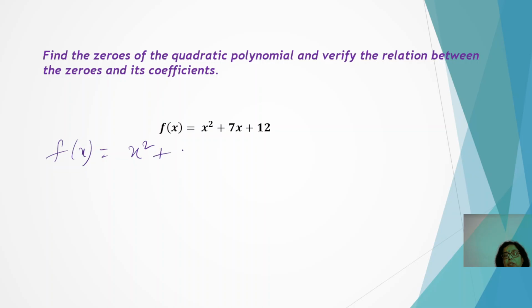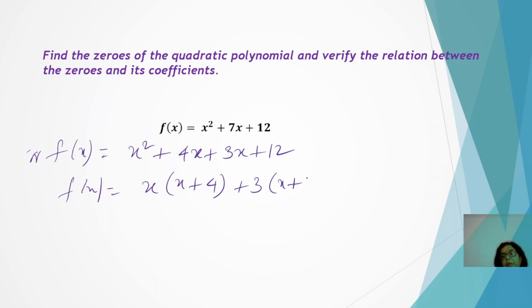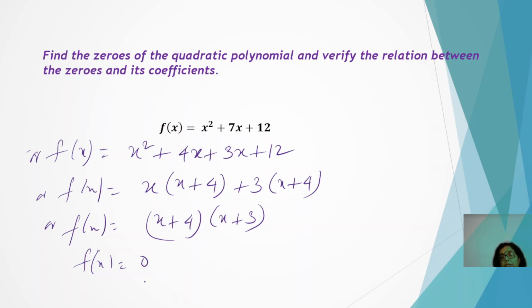zeros. So fx is equal to x squared plus 4x plus 3x plus 12. So I can write this fx as x into x plus 4 plus 3 into x plus 4, or fx is equal to x plus 4 into x plus 3. If fx has to be 0, then x plus 4 into x plus 3 must be equal to 0. So x has to be equal to minus 4 and minus 3.